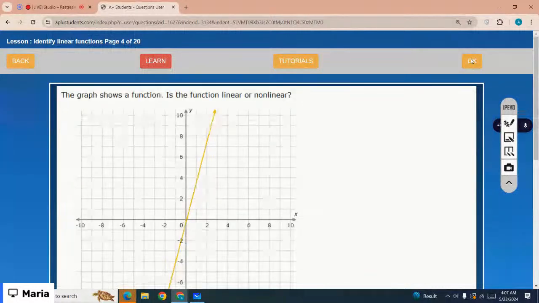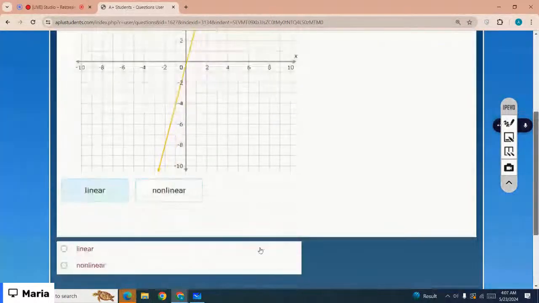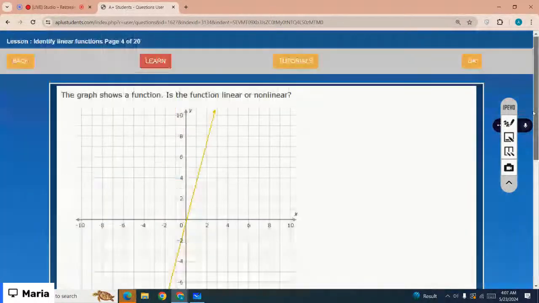The graph shows a function. Is the function linear or non-linear? So which is the correct option? Linear function it is, right? Because the graph is a straight line. So that is a linear function.